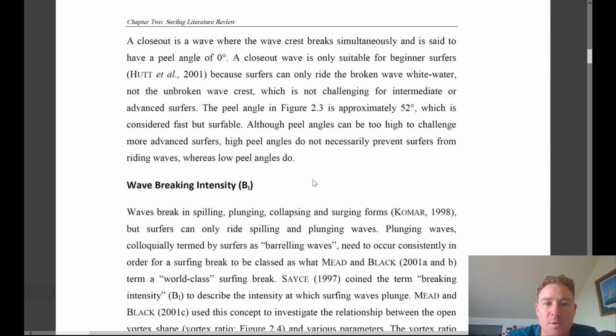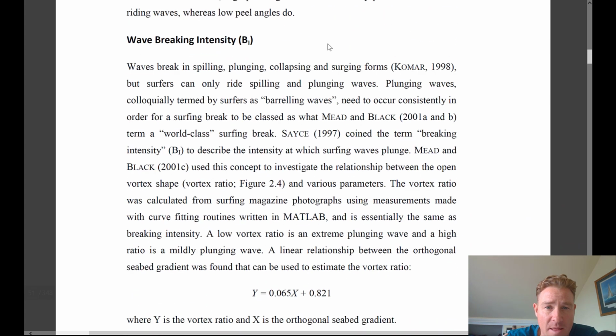So let's move on to wave breaking intensity, which is that third parameter. Wave breaking intensity sounds deep and strong, and this is essentially what we're going to be discussing, the details of this. They describe there are different types of waves. The basic oceanography definitions of waves breaking are spilling, plunging, collapsing, and surging. So those four. Surfers really only ride spilling and plunging waves. Plunging waves are like barreling waves. Spilling waves are kind of mushy kind of waves, right?